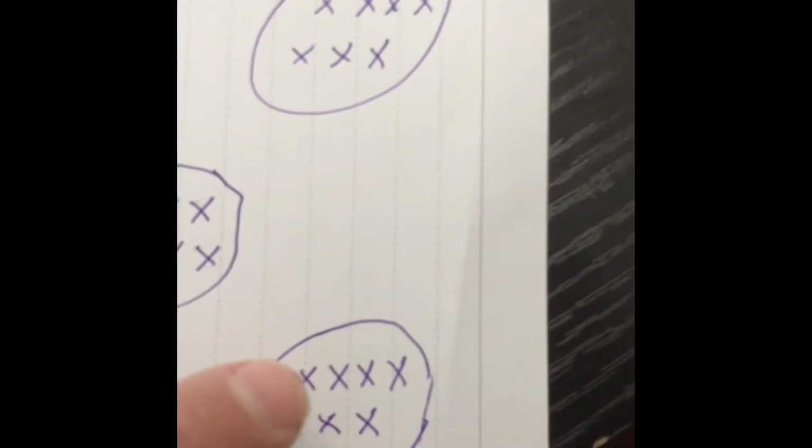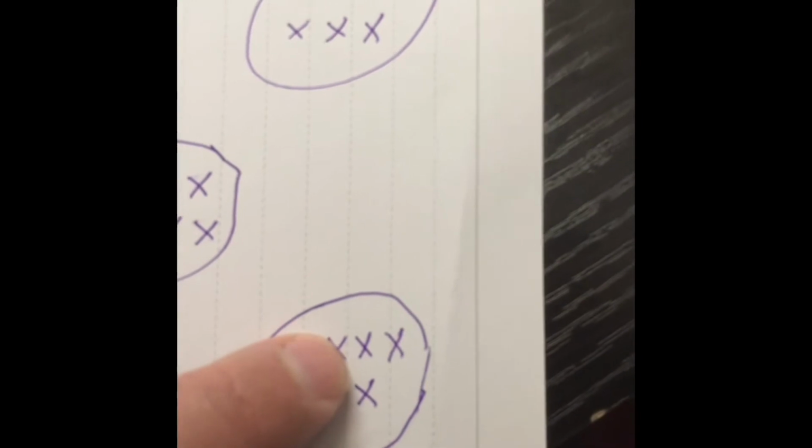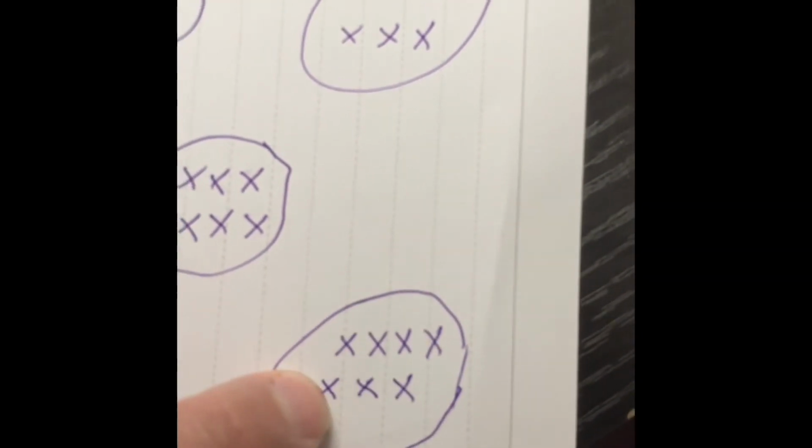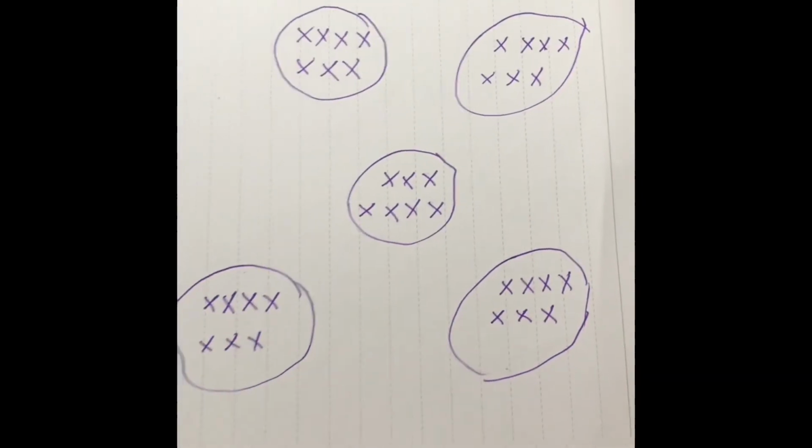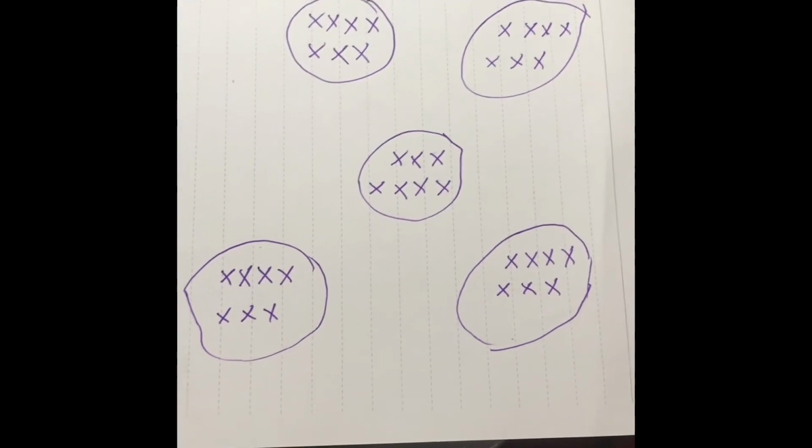Final group. 29, 30, 31, 32, 33, 34, 35. 5 times 7 equals 35.